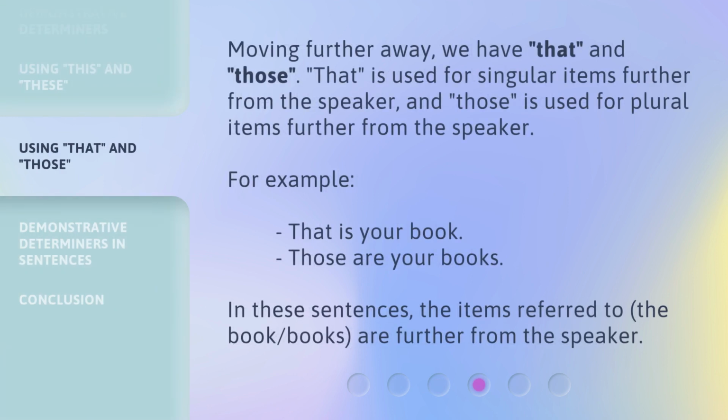Moving further away, we have that and those. That is used for singular items further from the speaker, and those is used for plural items further from the speaker. For example, that is your book. Those are your books. In these sentences, the items referred to, the book, books, are further from the speaker.